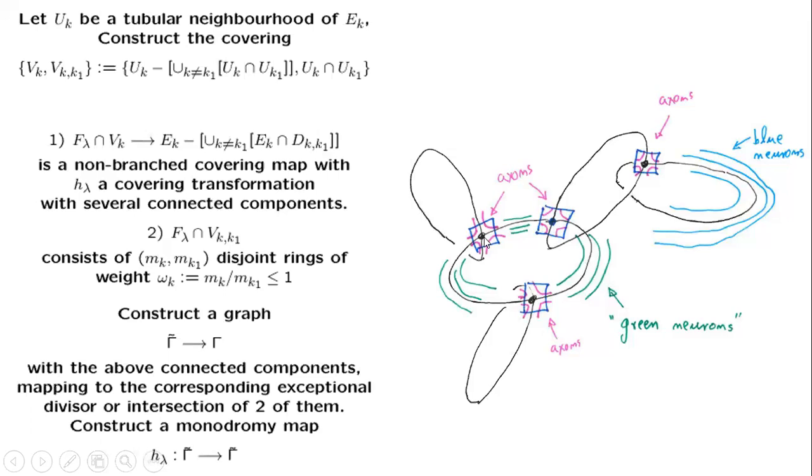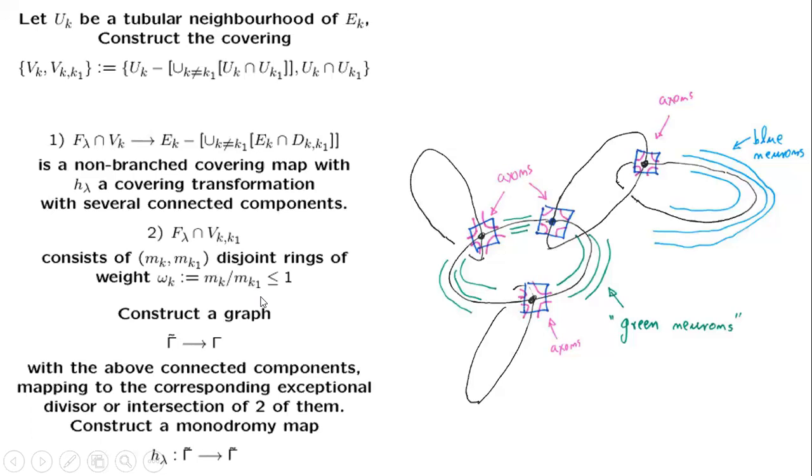And so we have that this surface F lambda intersected with B_k is a covering transformation with the projection, and when we intersect in these squares over here, we have disjoint rings. And this m_k and m_k1 is the multiplicity of vanishing of the function when we pull it up to the resolution of singularities. The function vanishes to a certain order in one exceptional divisor, and another order in another exceptional divisor. The maximal common divisor of the two numbers gives the number of rings, and we attach a weight, which is the quotient of these two numbers.